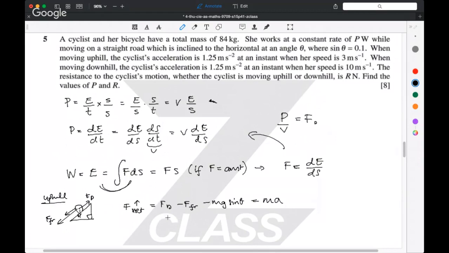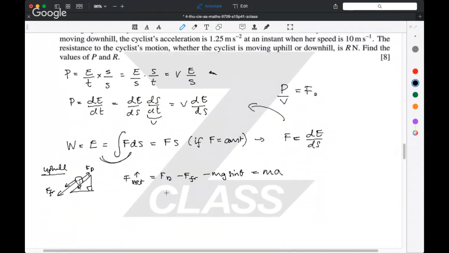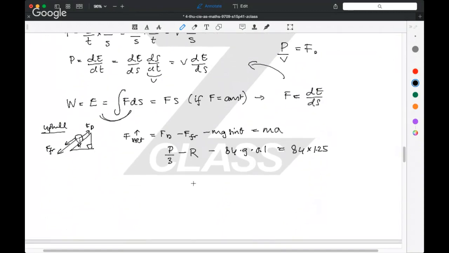If we plug that in, the driving force is P over V, and we're told in this case what V is. So it's P over 3, minus the friction force, which we're told is R, minus 84 times g times 0.1. And that's equal to 84 times 1.25. This is an equation in P and R, so everything else is numbers, and we can't solve yet.